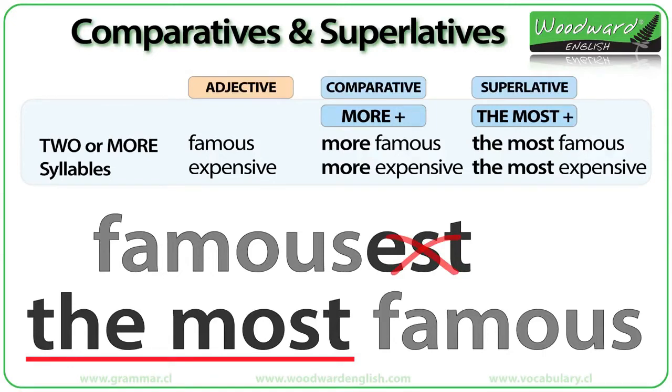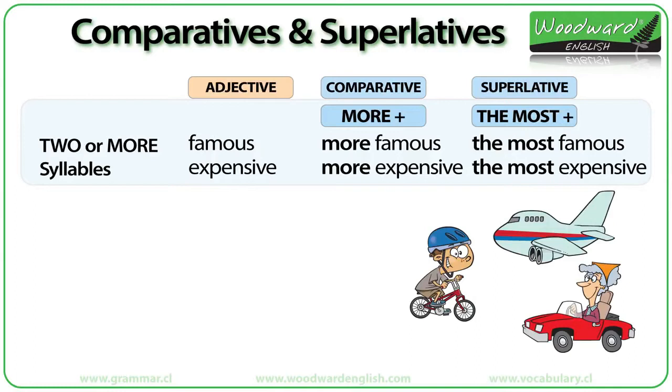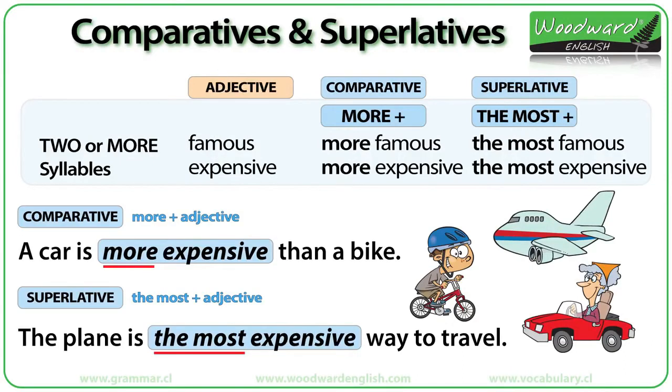Expensive has 3 syllables, expensive. So expensive becomes more expensive and the most expensive. Let's compare a bike, a car, and a plane as ways of traveling. How can we compare them using the word expensive? A car is more expensive than a bike. The plane is the most expensive way to travel of the 3.